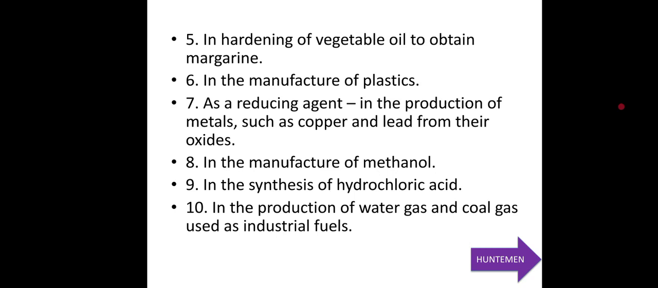In the manufacture of methanol, hydrogen can also be used as raw material to produce alcohol, methanol for example, or methylated spirit. Number 9, in the synthesis of hydrochloric acid. Of course, in hydrochloric acid, HCl, hydrogen is present, so it is needed in the production of hydrochloric acid. Number 10, in the production of water gas and coal gas. Water gas and coal gas are mixtures used as industrial fuel.